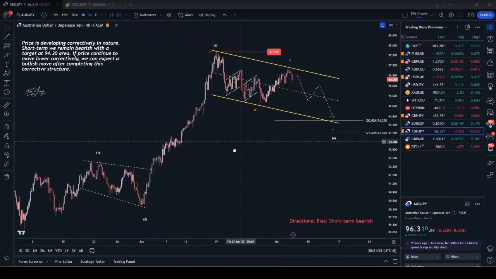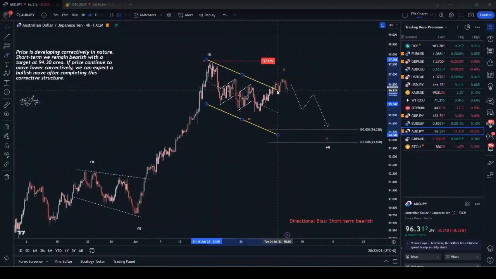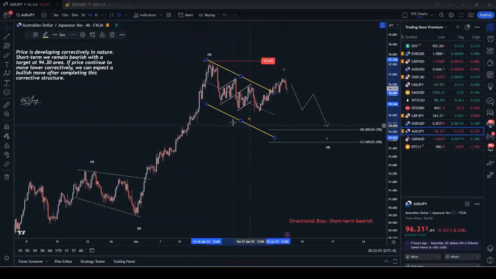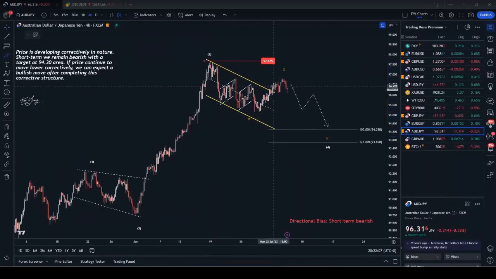Okay, I'll talk a little bit about Aussie yen here since we're on the yen topic. Now my initial trend line channel is something like that. Now I always highlight that I personally don't trade the trend line and channel. The trend lines and the channels are for visual cue, for visual purposes only.